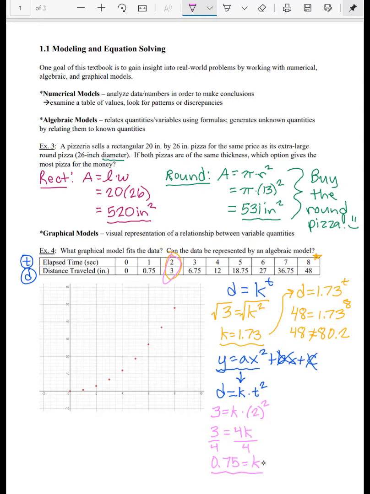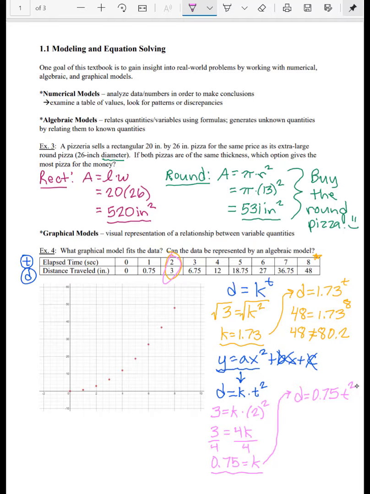So again, that's my constant. So I can come up with my algebraic model of d equals 0.75 times t to the second power. So that's my quadratic equation as our algebraic model.